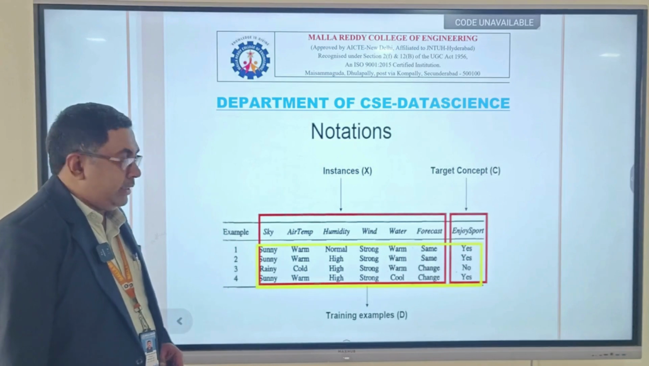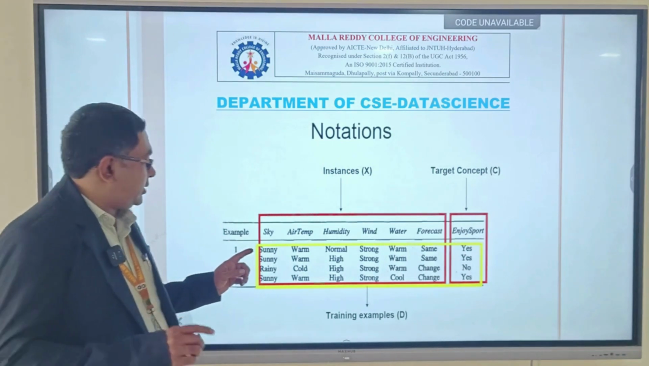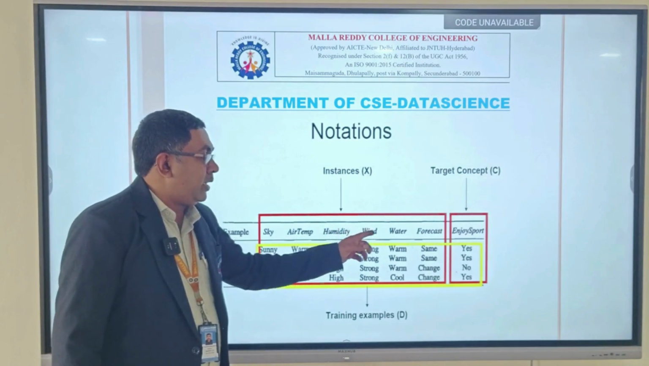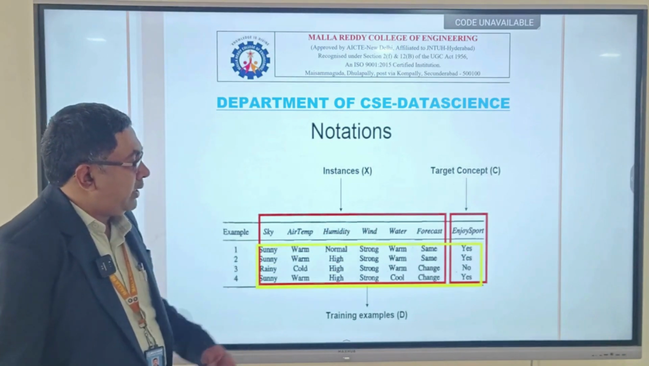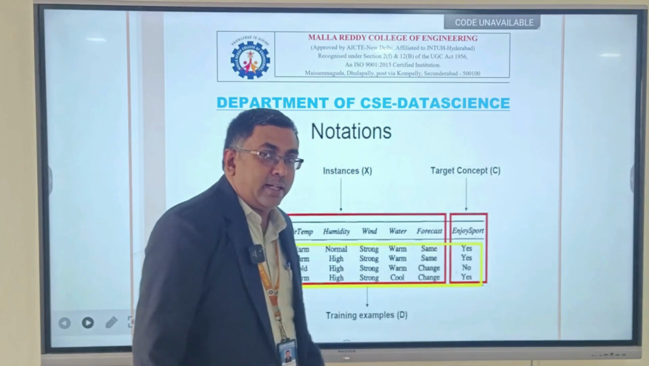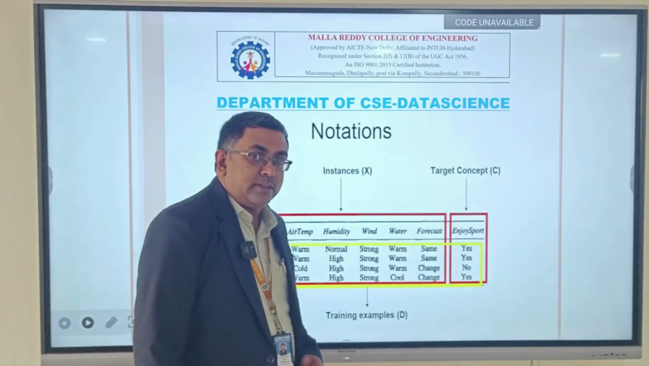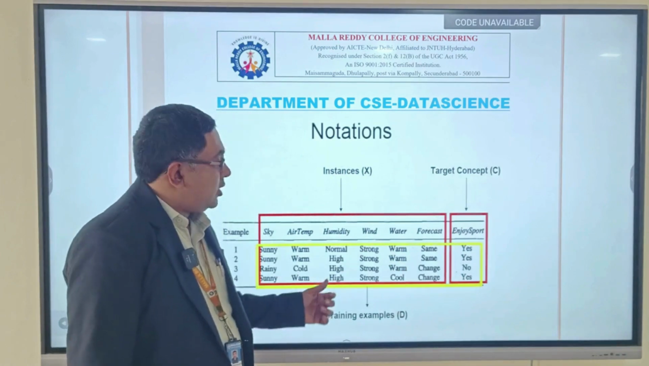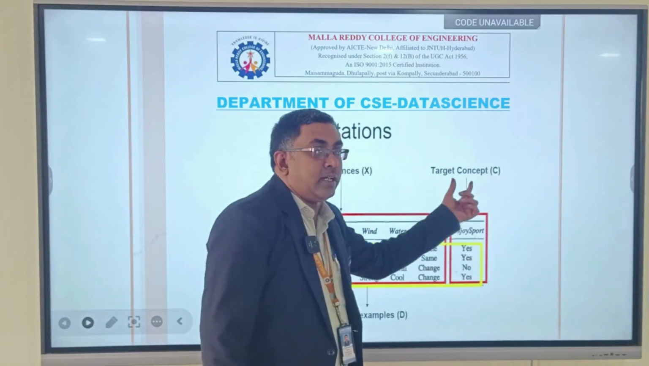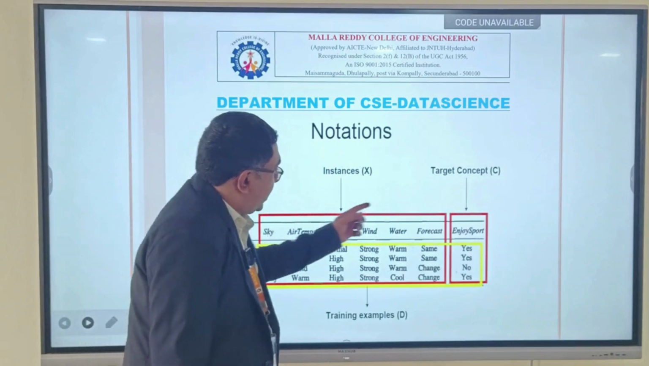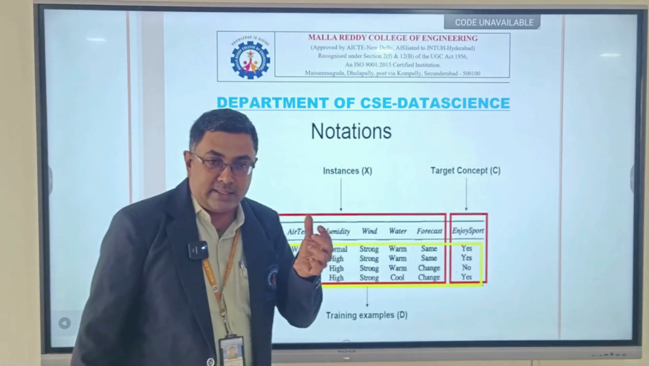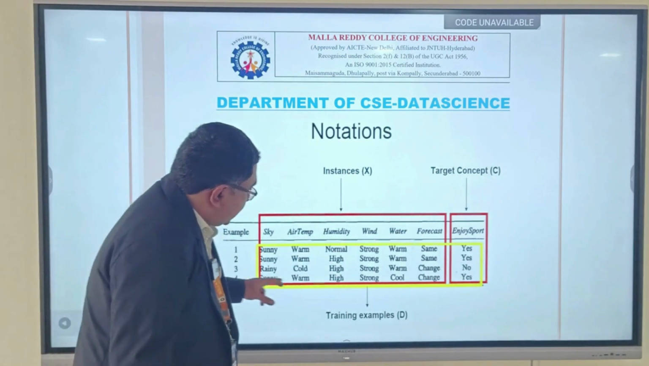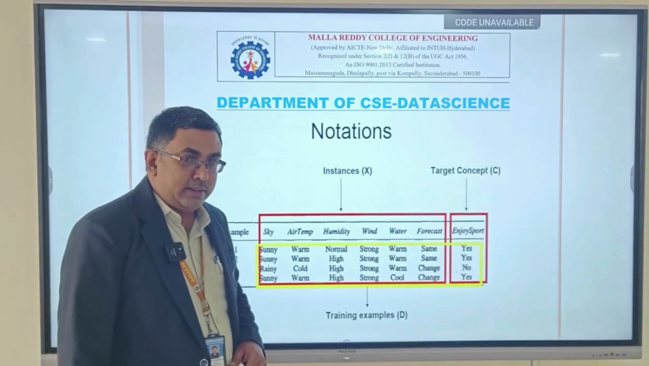First, the data set. The data set consists of 6 attributes: sky, air temperature, humidity, wind, water, and forecast. Followed by that, the last output is called enjoy sports, whether a person can enjoy the sport or not. This output is called the target concept. All the attributes are called instances. This total table is called the training examples.